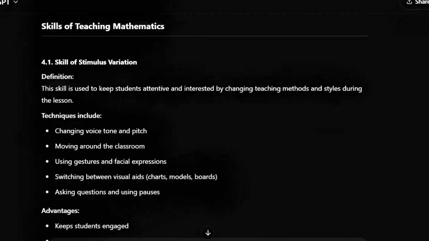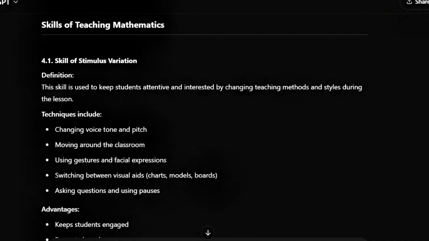Skills of teaching mathematics. 4.1. Skill of stimulus variation. Definition: This skill is used to keep students attentive and interested by changing teaching methods and styles during the lesson.